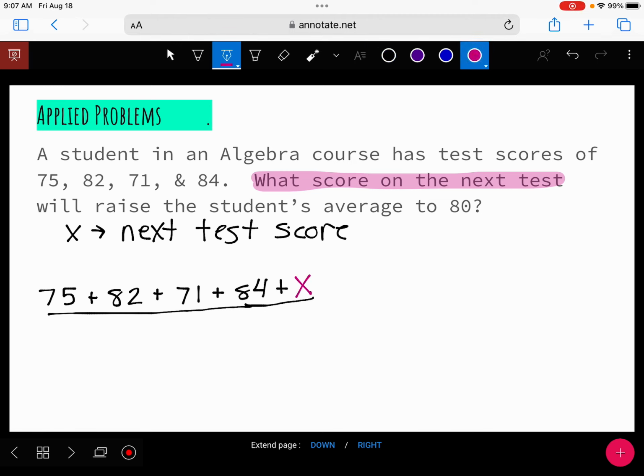X or Y or Z or heart or happy face. I genuinely don't care what your variable is. It doesn't matter. Emojis function. They work. Over how many? How many are we dividing by? 5. And we want it to equal an average of 80. So we can set it up like this.